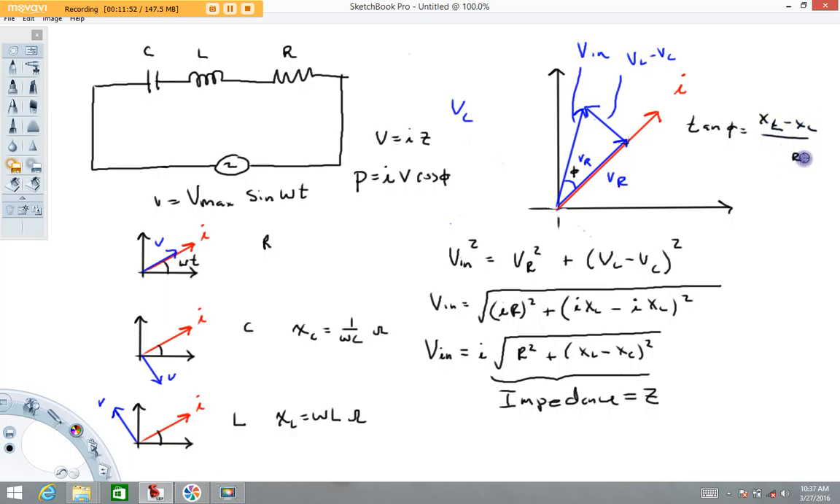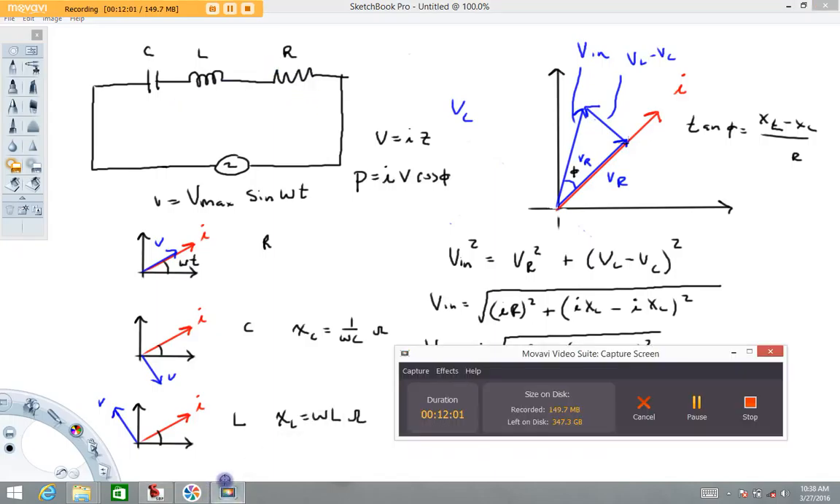So this is basically the resistance of the circuit. All right, I think that's probably enough for this video. I hope this demonstrates how to draw the phasor diagram for an LRC circuit. I'll go ahead and make some examples, and have a great day.